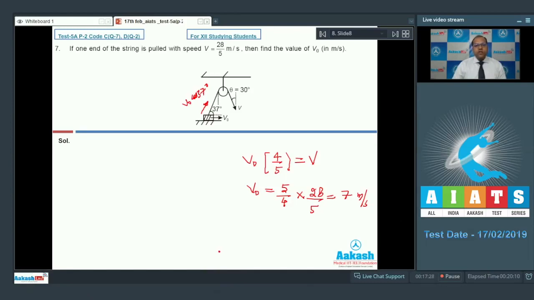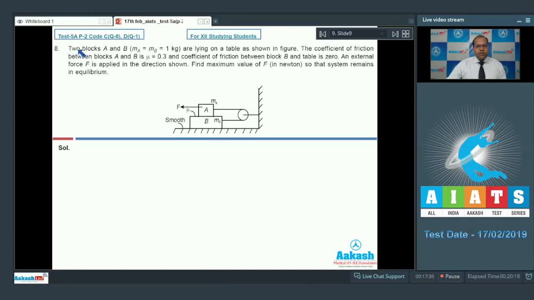Let's move to question number 8. In question number 8, two blocks A and B, each of mass 1 kg, are lying on a table as shown in the figure. The coefficient of friction between blocks A and B is 0.3, and the coefficient of friction between block B and the table is 0. An external force F is applied in the direction shown on block A. Find the maximum value of F in newton so that the system remains in equilibrium. So if I draw the free body diagram, this is block A and this is block B.